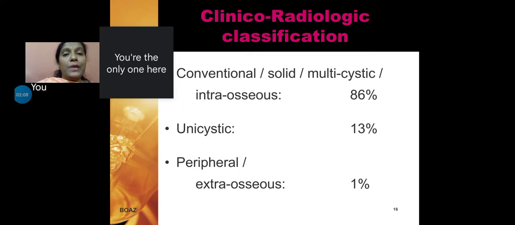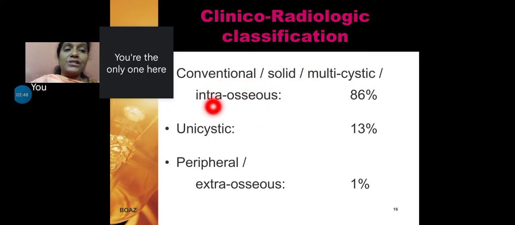In classification, we can classify ameloblastoma based on clinical categories and radiographic categories. I have tried to combine both of them and give you the simplest classification based on clinical appearance. Conventional is what occurs the most, around 86% of the time. The majority of the cases tend to be conventional. They tend to be solid in nature. The solidness in radiographic feature appears as multicystic lesions. These are intraosseous multicystic lesions. So 2 clinical and 2 radiographic terminologies are being used.